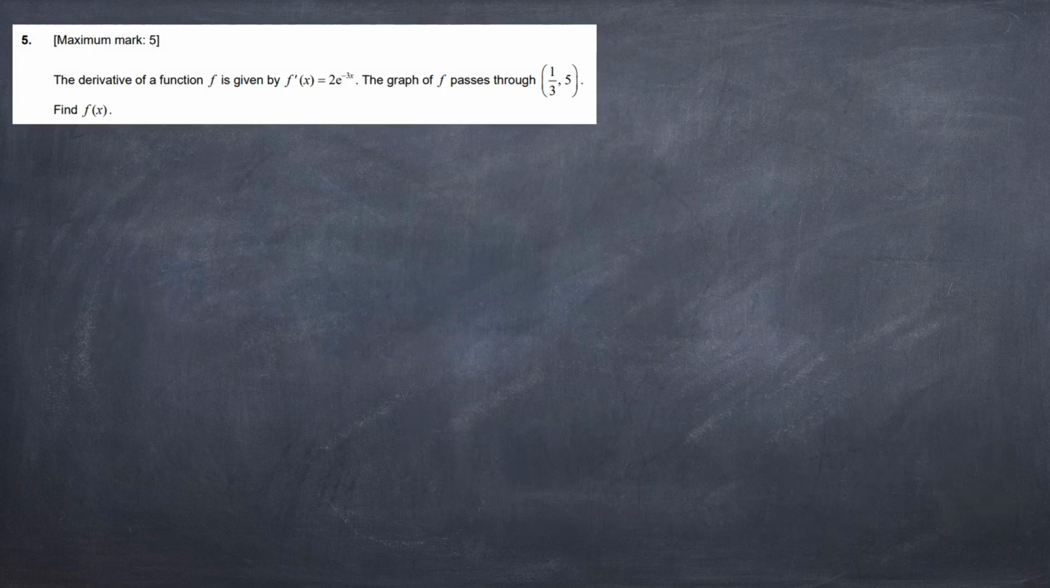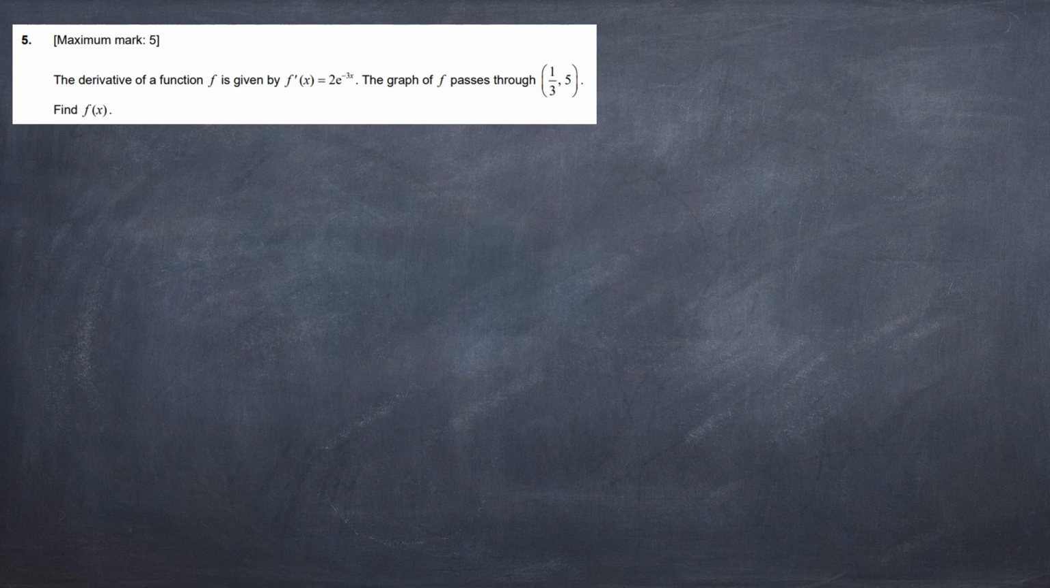So let's start. The 5th problem is: the derivative of a function f is given by f dash x is equals to 2 e to the power minus 3x. The graph of f passes through (1/3, 5). Find the value of f(x).